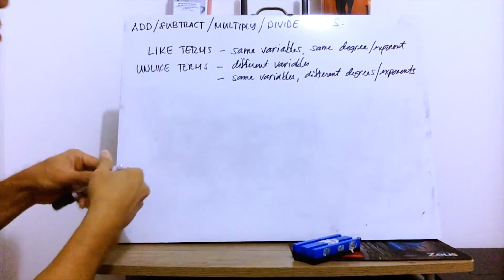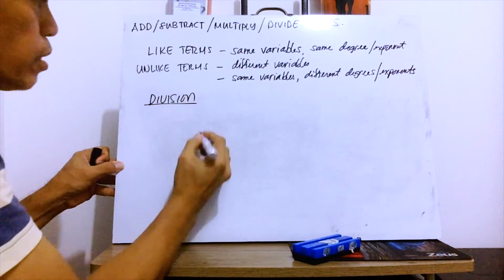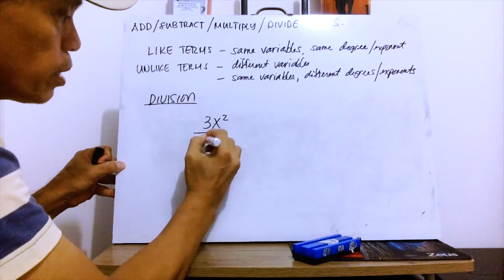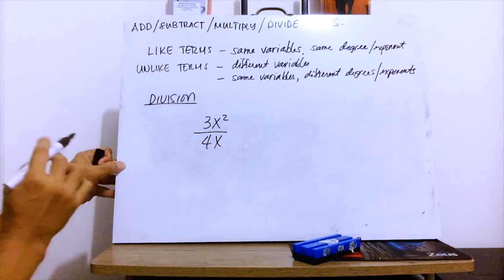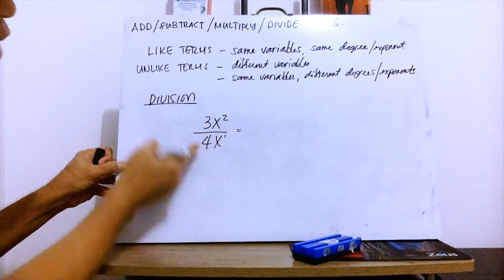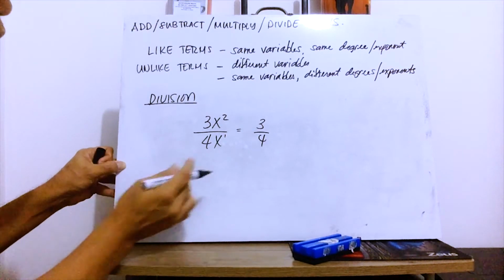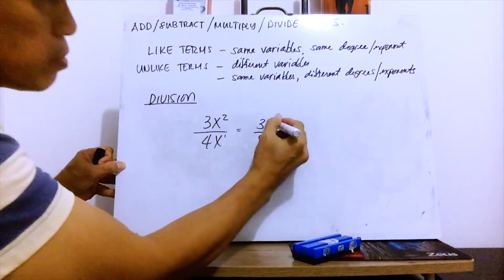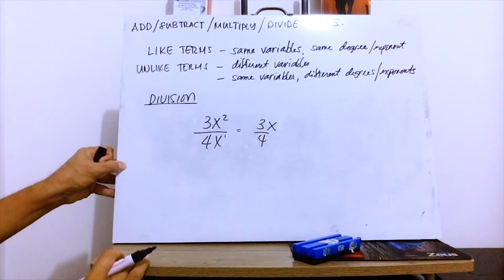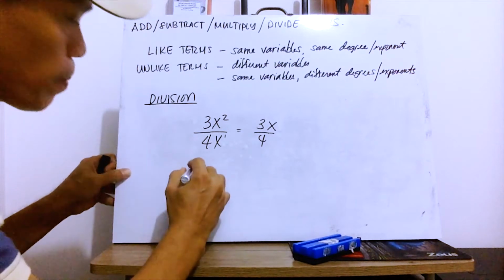So easy. Division. So 3x squared divided by 4x. Rule number 2. You put 1 here. You cannot divide 3 by 4, so just copy it. And then subtract 2 minus 1. 1. Can't forget about this. So 3x over 4. That's the answer.